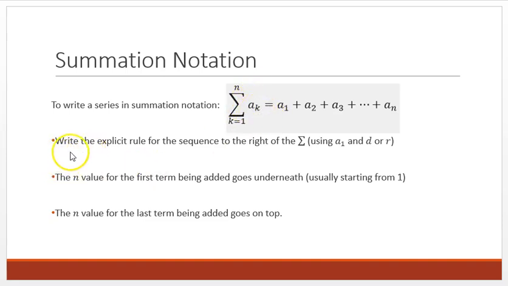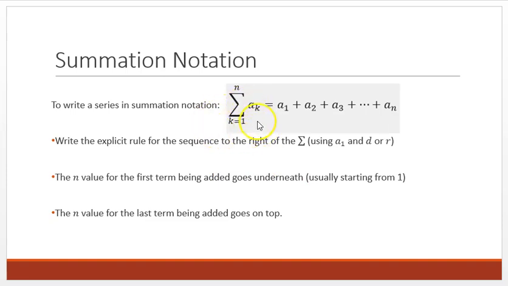So here for the bullets, I tell you that the explicit rule for the sequence is what goes to the right of the sigma. So if you're doing an arithmetic or a geometric, we've already seen the explicit rules for those. It may not be an arithmetic or a geometric sequence. It might just be a sequence that they've written a formula for. So whatever the equation is, whatever the formula is that creates the terms, that goes on the right of the sigma symbol. And then I've defined here the numbers that go on top and underneath again, the n value for the first term being added.